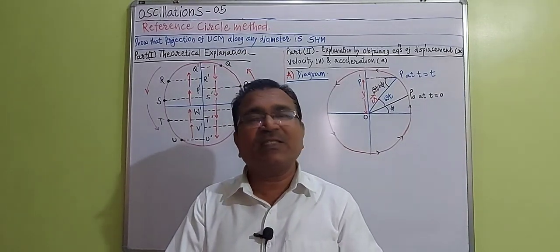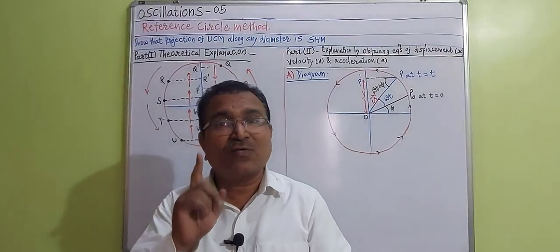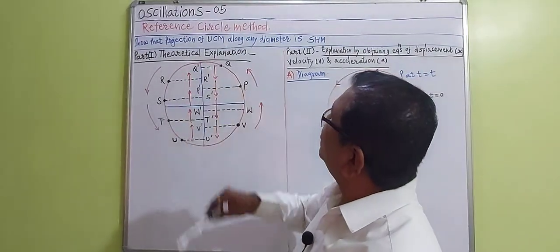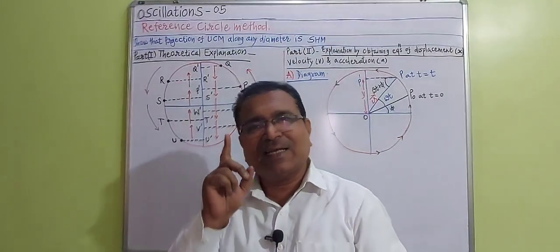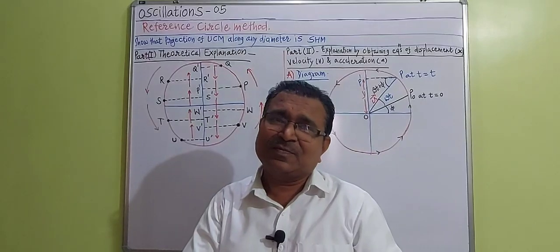That question I have already written on the board. Show that projection of UCM along any diameter is SHM. What is the meaning of this question?